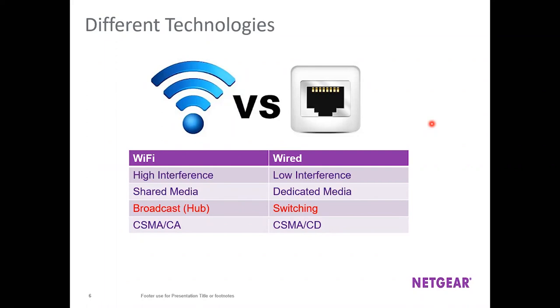Why are they really different? First, on the Wi-Fi we have high interference. So we know that it's going to be affected by the channels, the noise that could be around. We have shared media on the Wi-Fi and a dedicated media on the wired. And one of the things, the reason that I highlighted in red, is that the Wi-Fi network is a broadcast. So what does it mean? For example, when we say that a switch is a gigabit switch, we have 8 port gigabit.